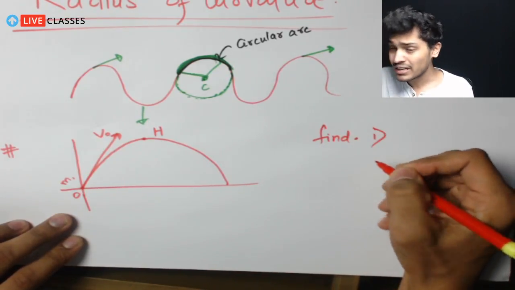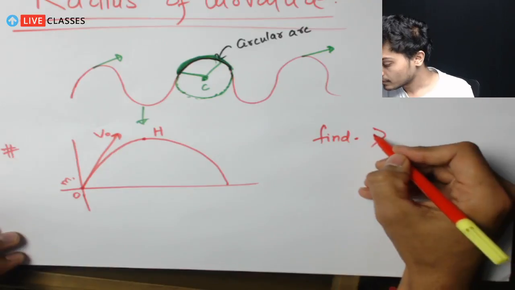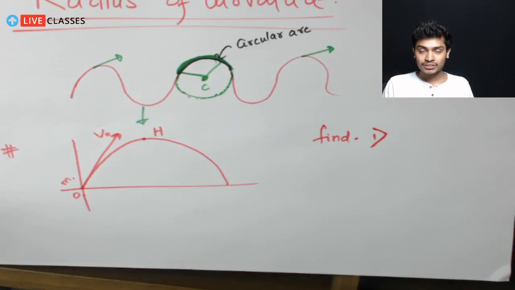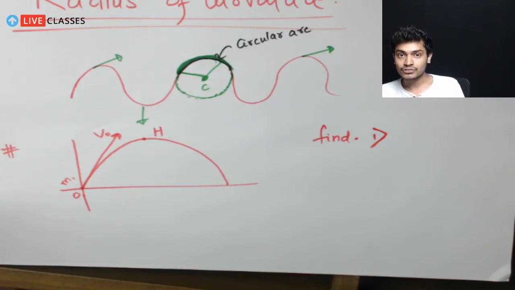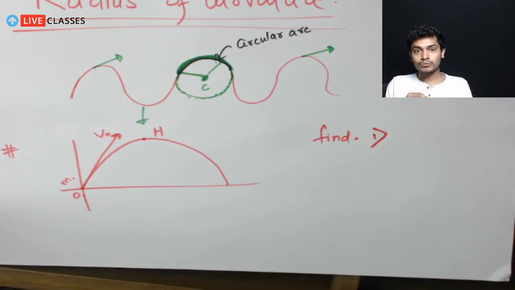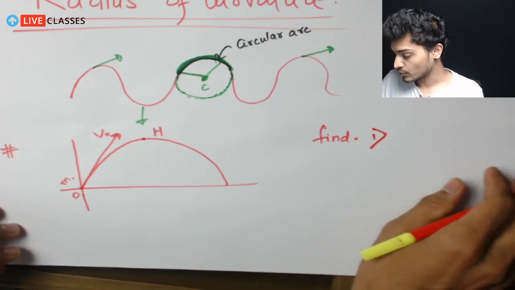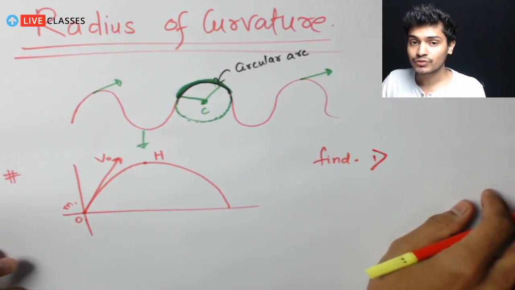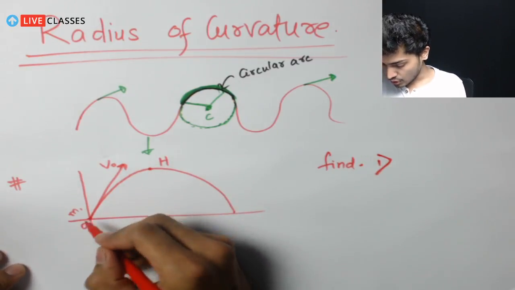So first of all, before finding the radius of curvature, are you well aware of those concepts which I taught in the previous class: what the tangential acceleration, radial acceleration, and net acceleration are, those basic formulas, and the relation between the angular and linear variables? Here also we will use those concepts. So before finding the radius of curvature, let's find the tangential and radial acceleration at point O and point H.